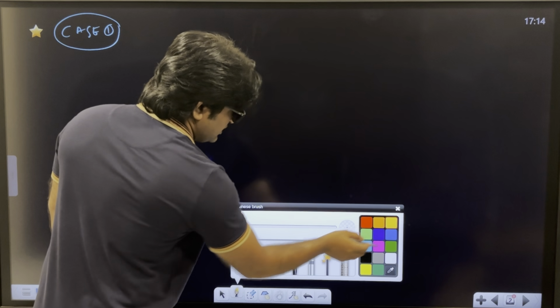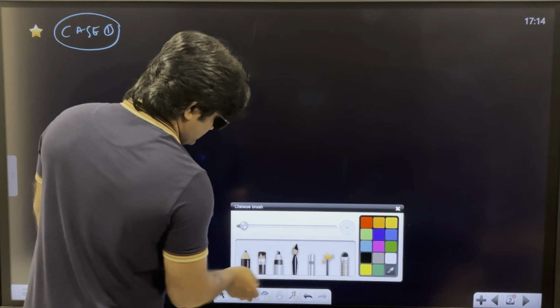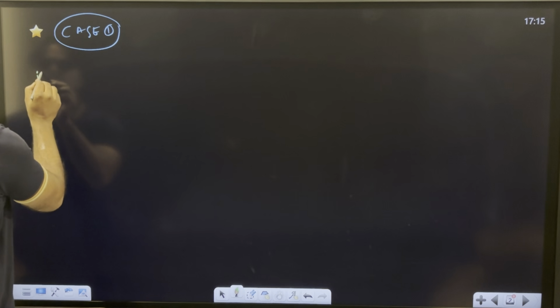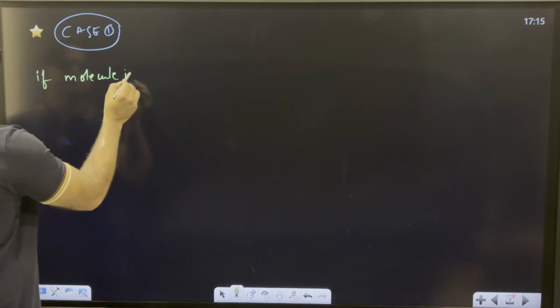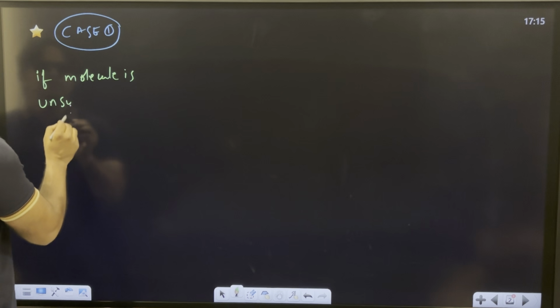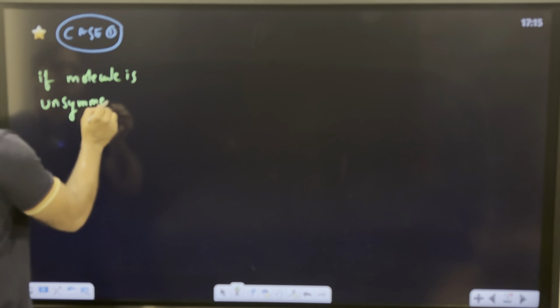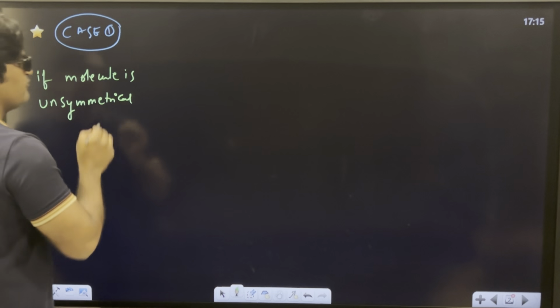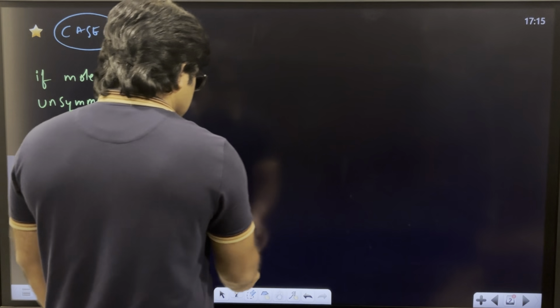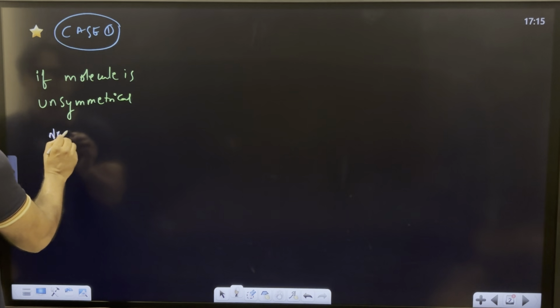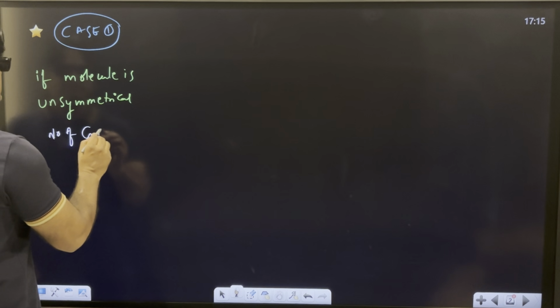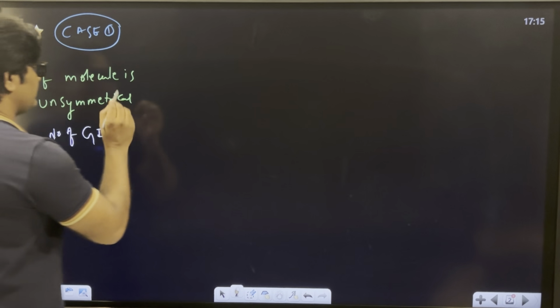if the given molecule is unsymmetrical, what is the formula? If the molecule is unsymmetrical, then what is the formula? Okay, if your molecule is an unsymmetrical molecule, then the number of geometrical isomers is calculated by number of GI equals 2 to the power of n.